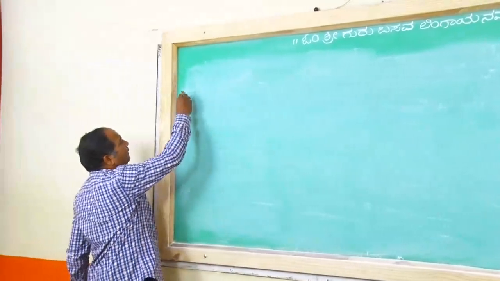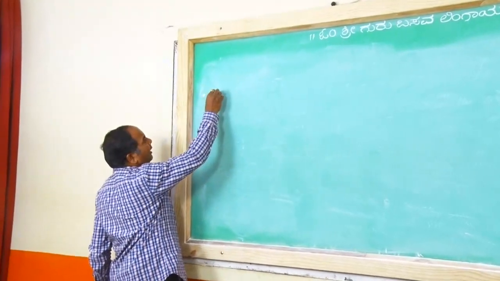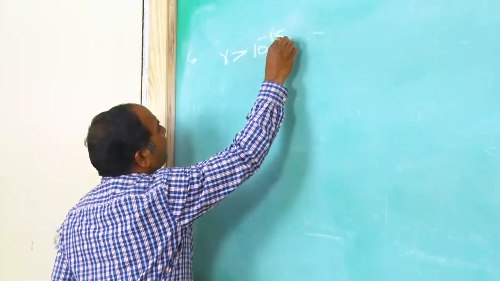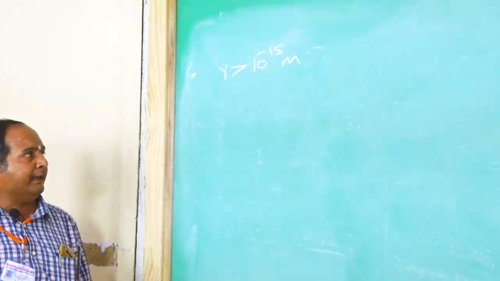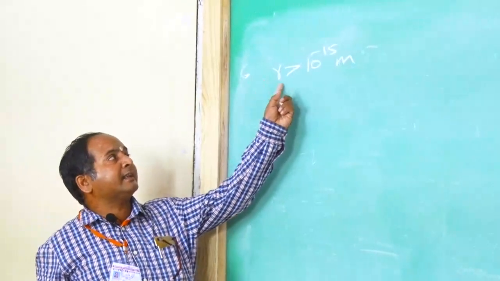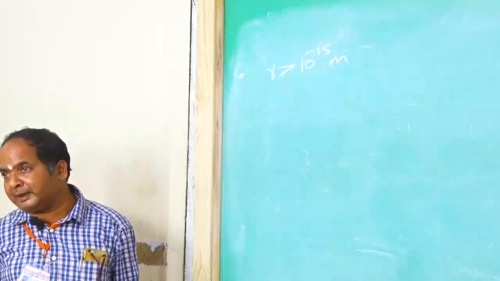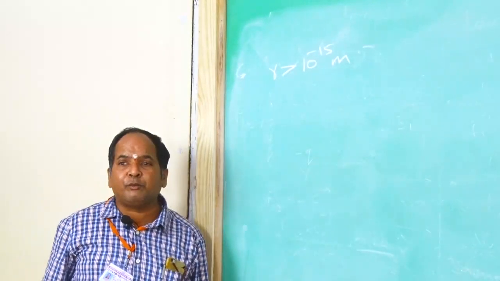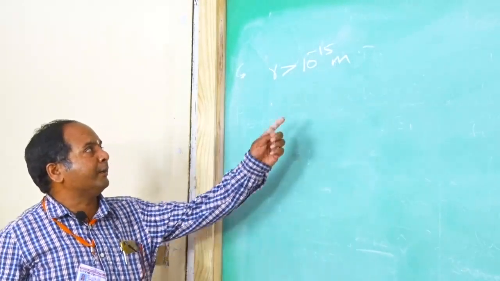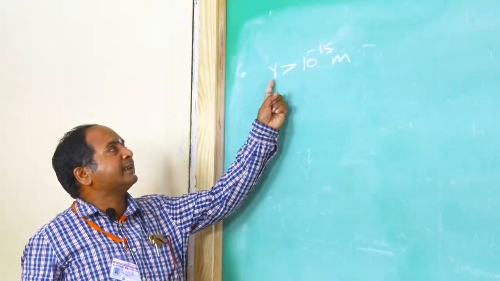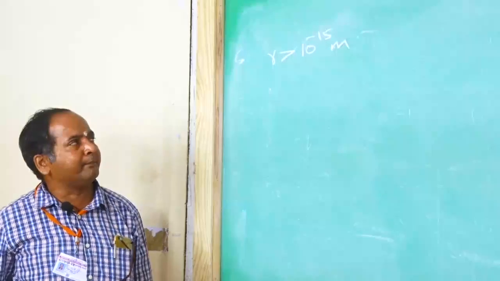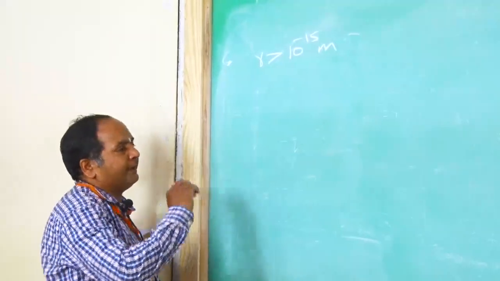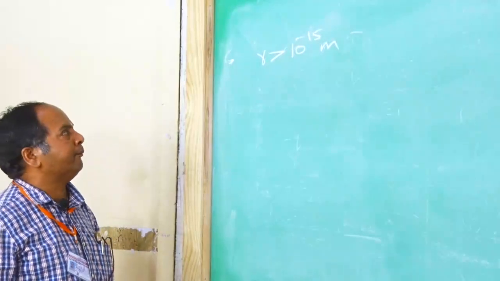And the other limitation is that the distance should be greater than 10 to the power of minus 15 meter. If the distance between charges is less than 10 to the power of minus 15 meter, then the nuclear forces will be dominant. So if the distance is greater than that, only the electrostatic force is dominating. This one we should remember.